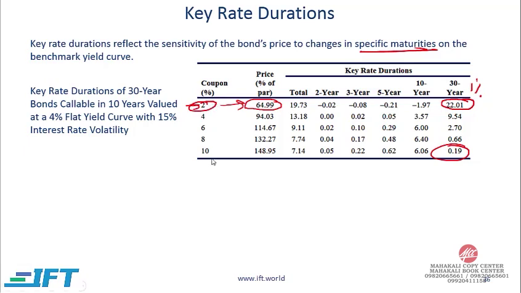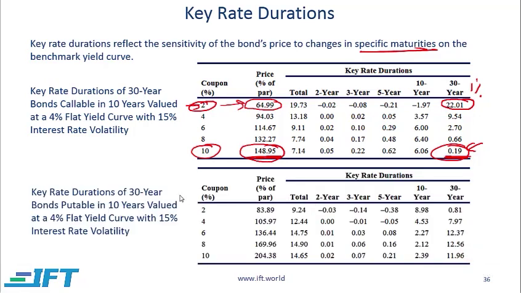Now, what if we have a 10% coupon and the price is almost 150? Why is the 30-year key rate duration so low? The answer is that this bond is well above par, and it is extremely likely that the bond will be called well before maturity. Therefore, the impact of a change in the 30-year rate is very low.